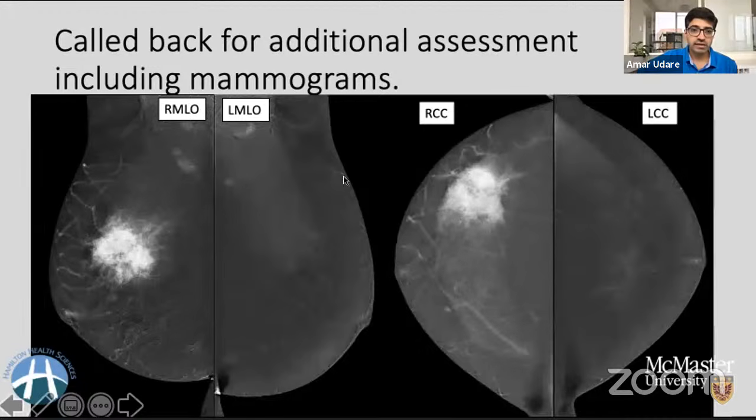So you definitely see that there is this large area of enhancement in the upper outer quadrant of the right breast, which was corresponding to the focal asymmetry on mammogram, as well as what you saw on ultrasound, that there were a few cystic appearing areas, but you definitely did not see a mass there.